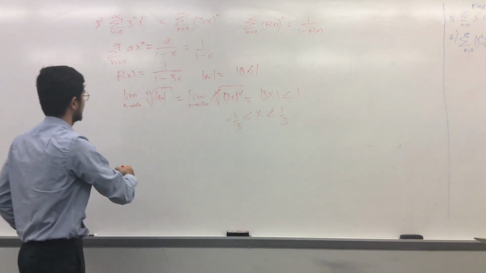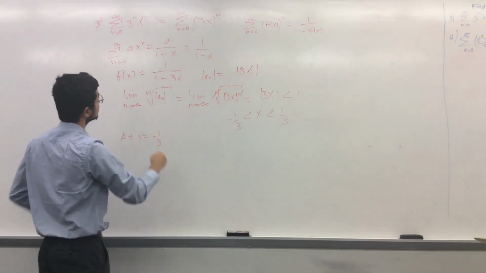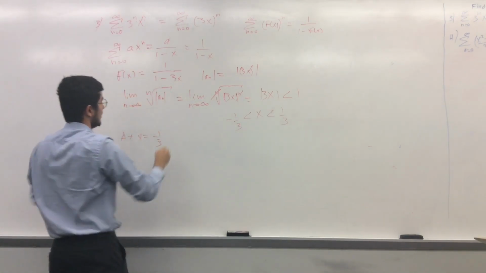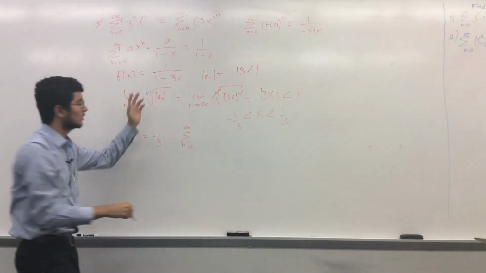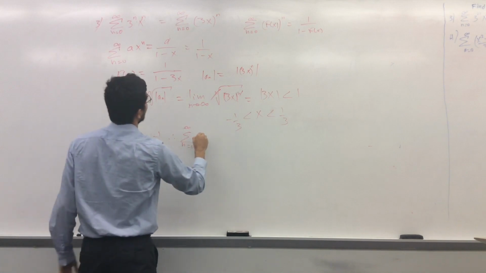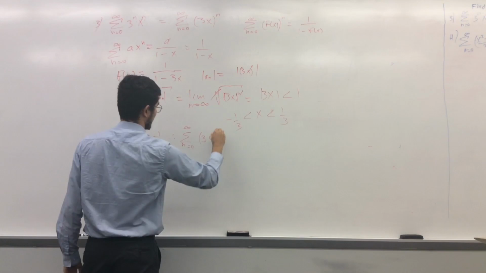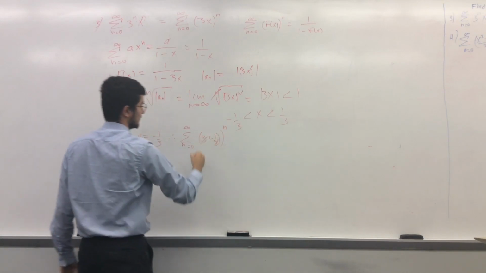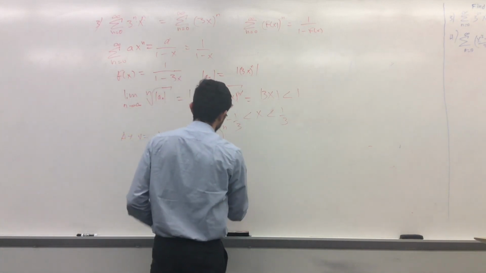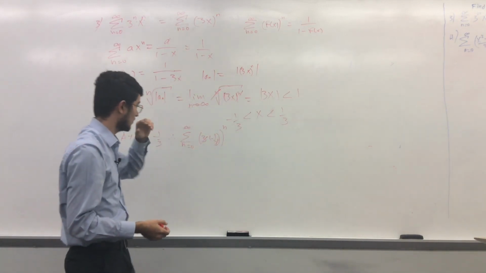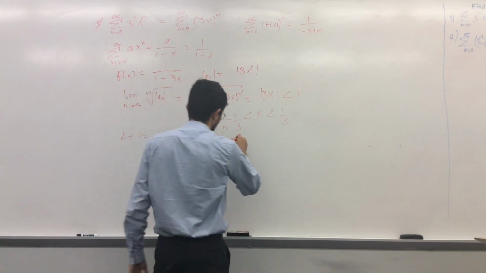And we have to test the endpoints. So at x equals negative 1/3, if we plug that in there, we have the sum from n equals 0 to infinity of 3 times x, which in this case will be negative 1/3, to the n. This becomes negative 1 to the n. The sum of negative 1 to the n diverges, because it's just oscillating between 1 and negative 1. So that's going to diverge.